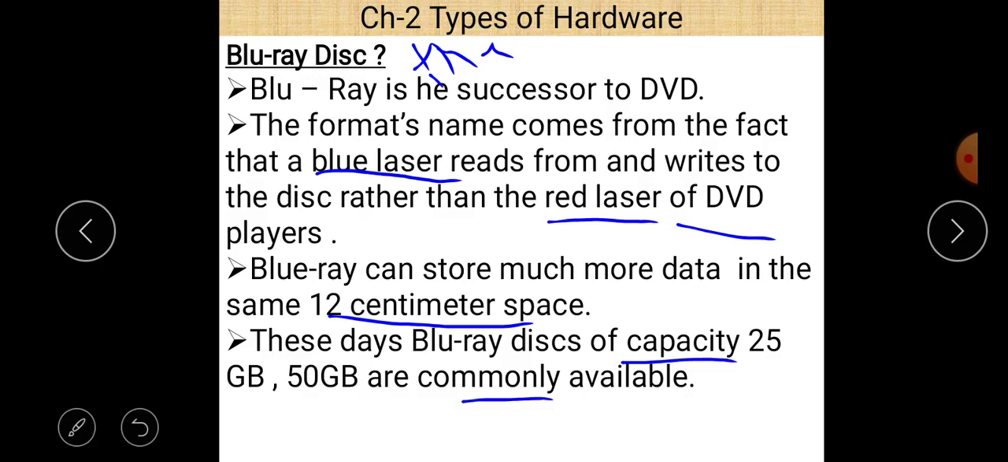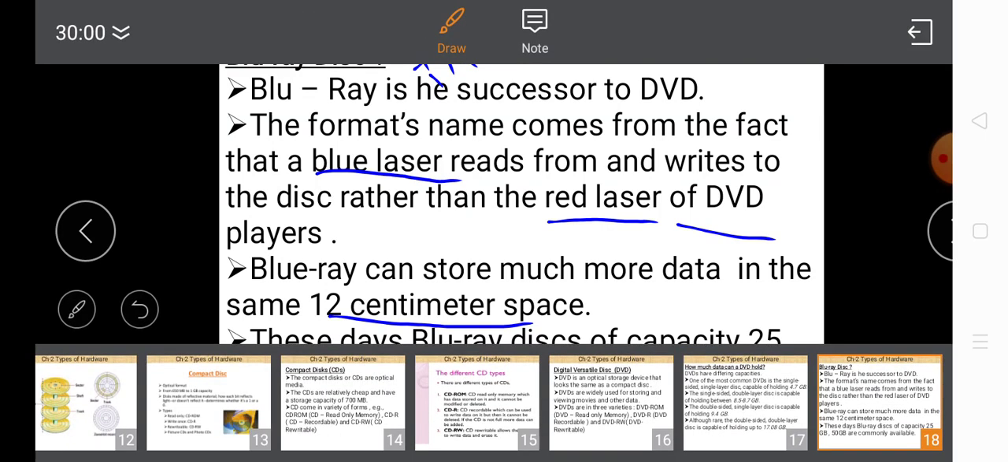Digital versatile disc is called digital versatile disc because we can store different types of data in it, such as sound, audio files, text files, and video files. But at the early stage, DVD could store data only in the form of video files. At that point of time, it was called the digital video disc.